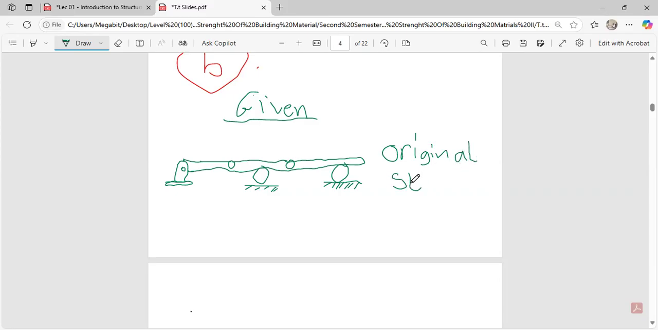Okay, so this is our original structure. Then after drawing the original structure, you realize that these are the hinges, and these are the ECs, our equations of condition.